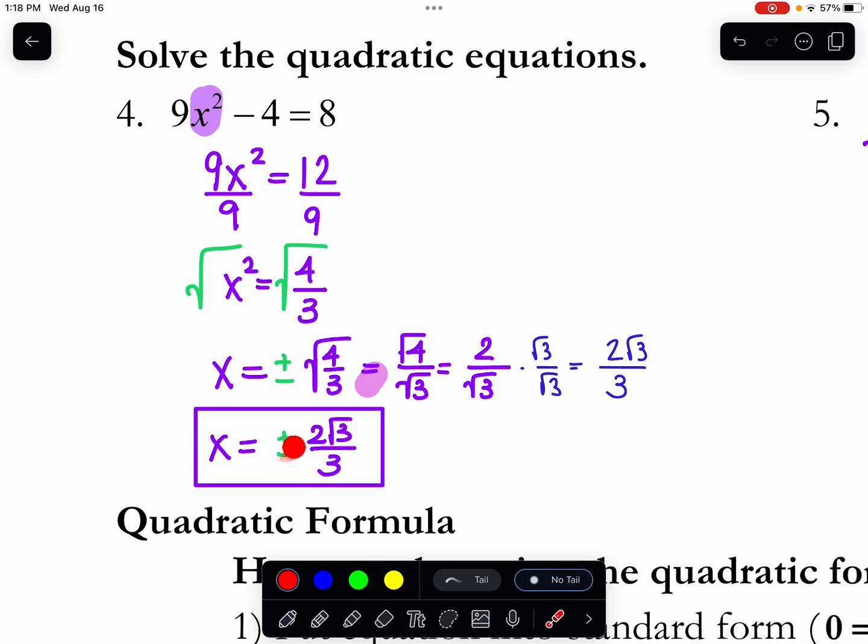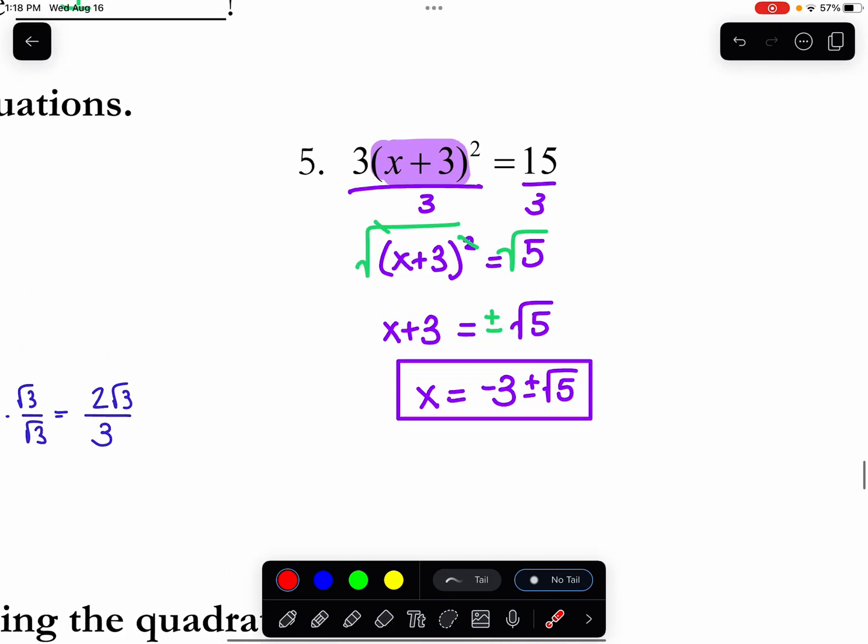Of course, don't forget that plus or minus in your solution. If it's a quadratic, there should be 2 solutions. So that's the square root method.